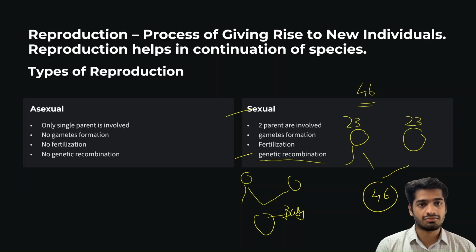So they are the cells which are carrying my parents' genetic information. Now this was sexual reproduction. Now we are going to talk about asexual reproduction. As you all know, you just need a single parent.